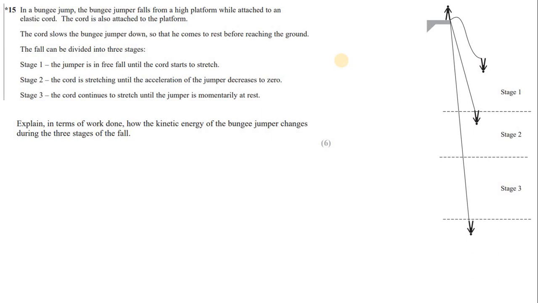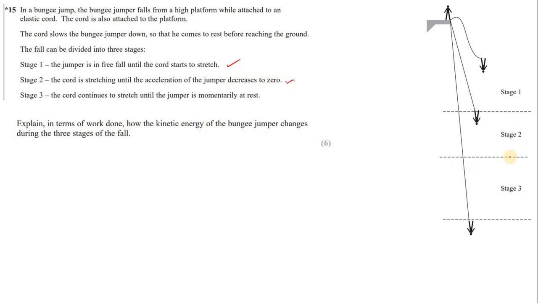Question 15. In a bungee jump, the bungee jumper falls from a high platform while attached to an elastic cord. The cord is also attached to the platform. The cord slows the bungee jumper down so that he comes to rest before reaching the ground. The fall can be divided into 3 stages. Stage 1, the jumper is in free fall until the cord starts to stretch. Okay. Stage 2, the cord is stretching until the acceleration of the jumper decreases to 0.